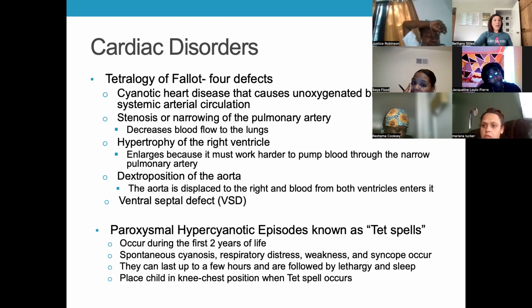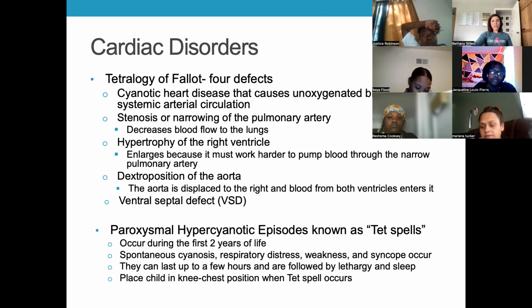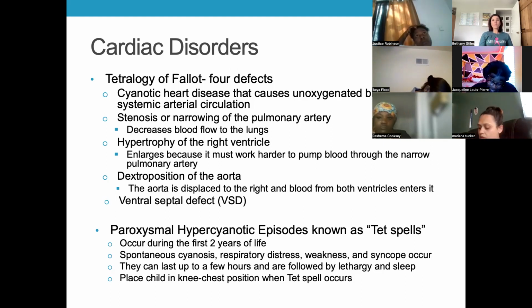Paroxysmal hypercyanotic episodes are known as TET spells. So they happen during the first 2 years of life, and you will see all of a sudden this patient will turn super blue, have respiratory distress, be weak, and they can pass out. It can last up to a couple hours, and it has kind of a similar situation to the post-ictal state on seizures. So immediately following a TET spell, the patient's going to be really lethargic, and all they're going to want to do is sleep.